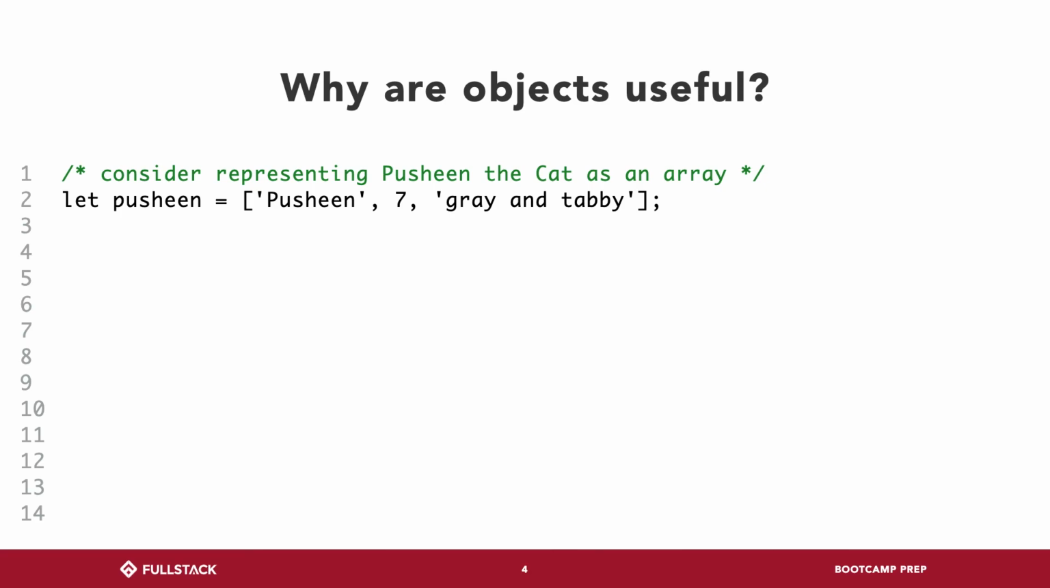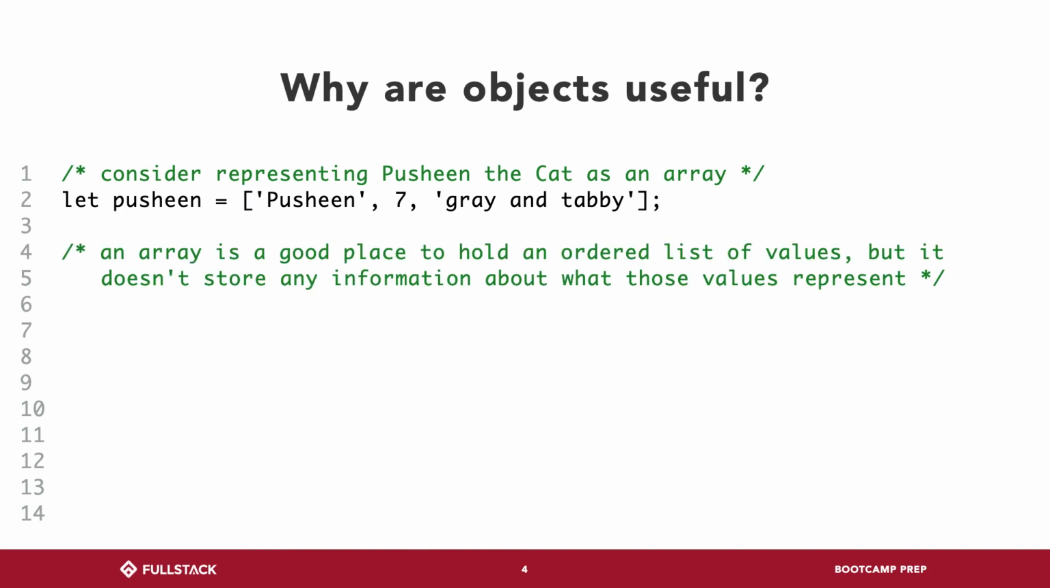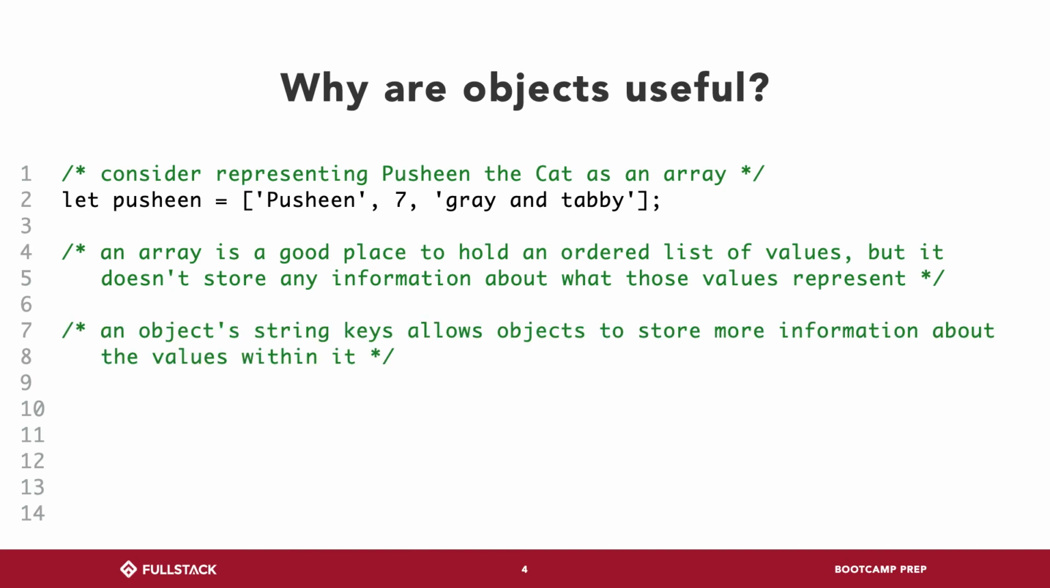Nice. So why is this useful? Because that was annoying, right? Writing out all the string, key, one, value. Why would you do that, right? So consider representing Pushing the cat as an array. Let pushing equal an array with the string Pushing at index 0, then at index 1 we have 7, then at index 2 we have the string gray and tabby. An array is a good place to hold an ordered list of values, but it doesn't store any information about what those values are actually representing. An object's string keys allow objects to store more information about the values within it.